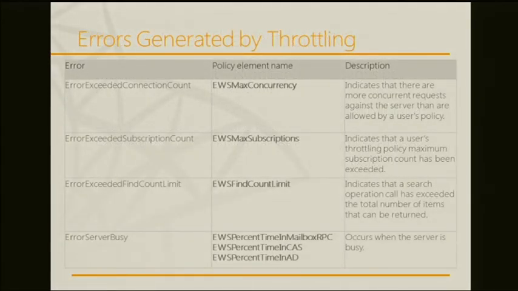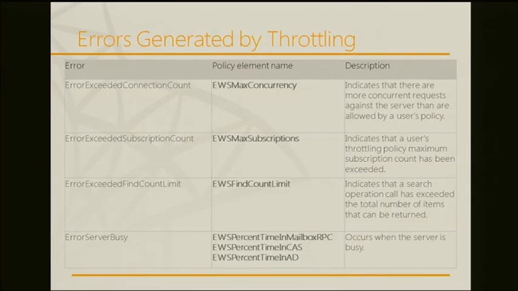Here are some of the errors that you get back for these different throttling policies. For EWS max concurrency, you actually get a specific error response back explaining that's the policy setting you're running into. Max subscriptions, same thing, you'll get a specific error response, and the find item count or find count limit, you'll get a specific error response back. So when you see those errors, you know that you've run into those specific limits.